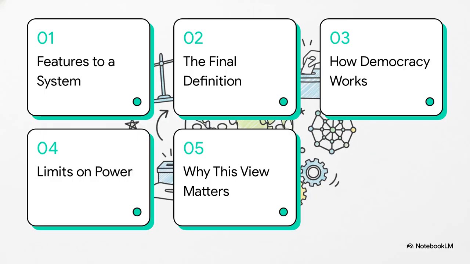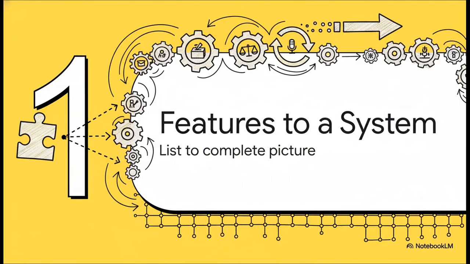So here's our plan for this explainer. First, we'll go from just knowing the features to seeing the whole system. Then we'll break down the final definition from your textbook. After that, we'll look at how democracy actually works in practice, understand the really important rules that limit its power, and finally, we'll discuss why this entire view matters so much for you. All right, let's get into our first section.